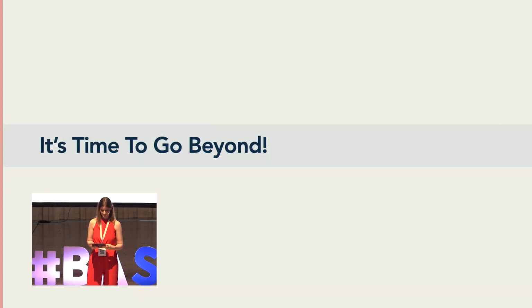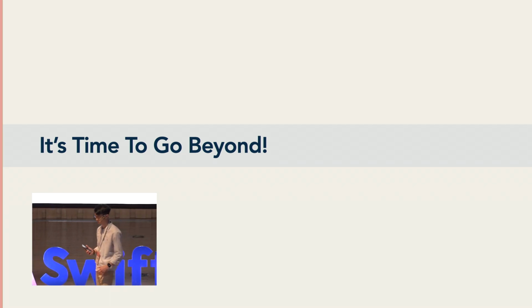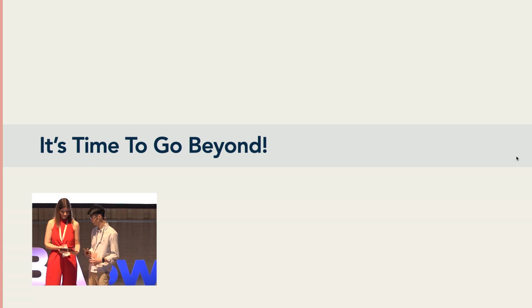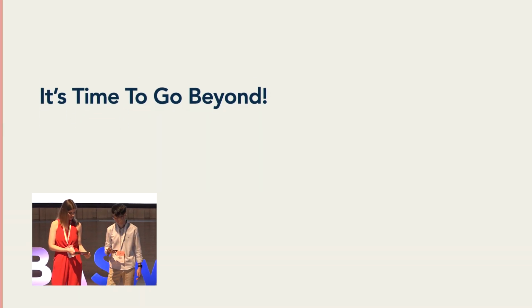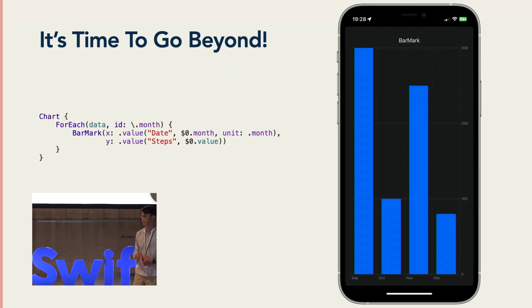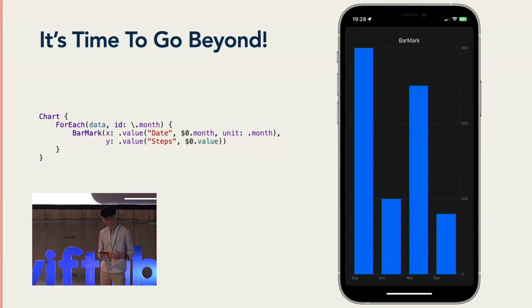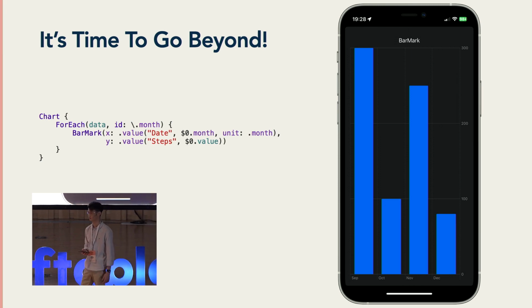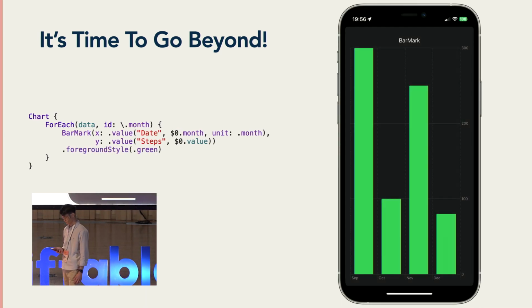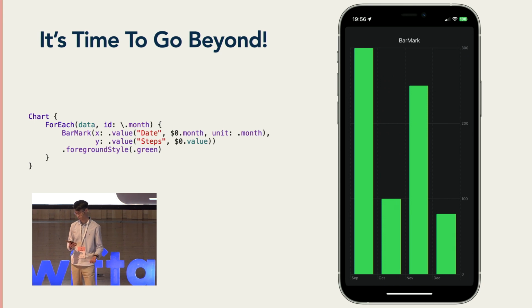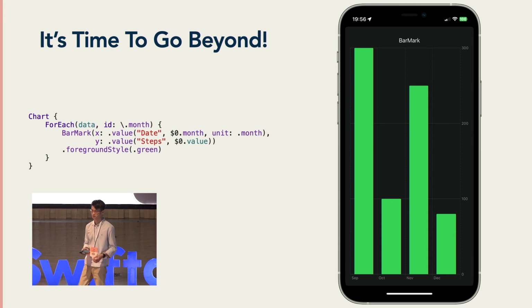So it's time to go beyond. So let's do something else. Let's start doing a simple thing: change the bar chart color. To do it, we use the foreground style modifier. In the example, we changed the default color blue to green, but we can also use opacity or gradient colors to customize the chart.